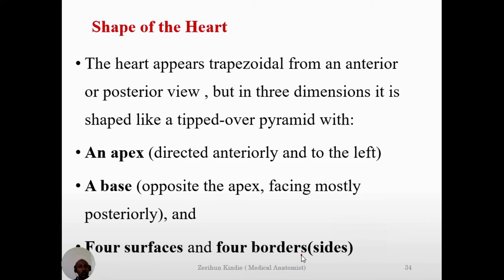The apex is mainly formed by the left ventricle. So the main part of the heart which forms the apex is the left ventricle. The base of the heart is mainly formed by the left atrium and the right atrium.